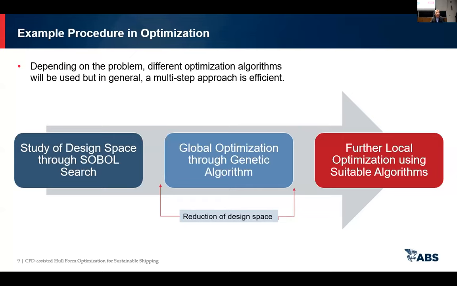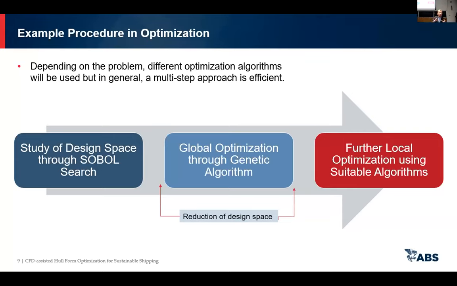So we study the design space through what's called Sobol search. It's the name of a Russian mathematician, but it's a fancy word. It's not really random. It discretizes the design space more or less equally, and you create designs representing those portions of design space, and then you evaluate them.